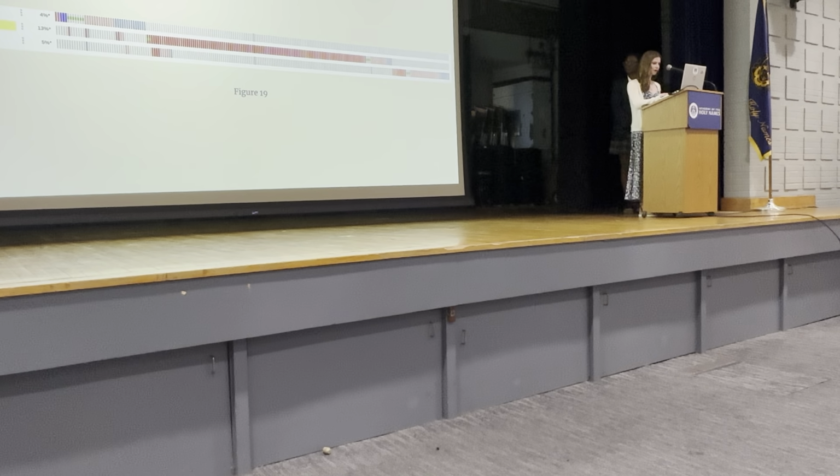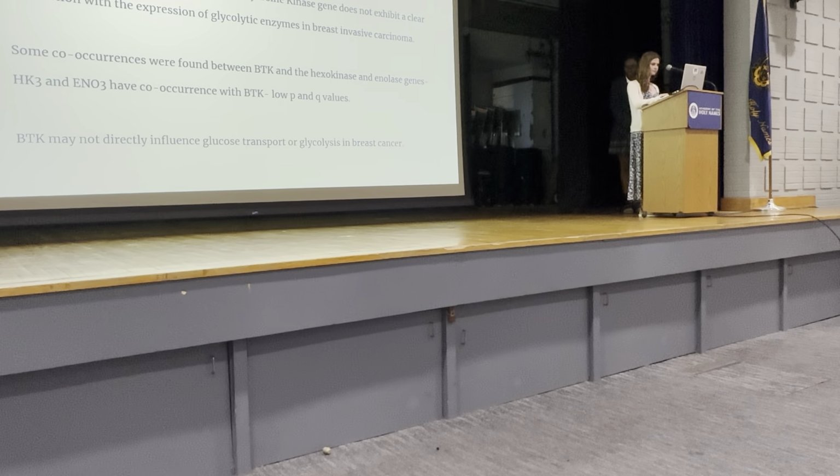Figure 19 shows the oncoprint of BTK, PKLR, and PKM. No samples were found with amplification of BTK and PKLR or PKM, and no significant co-occurrence was found. However, PKLR was found to have amplification in the majority of samples, which could suggest that the amplification of PKLR could contribute to breast cancer development.